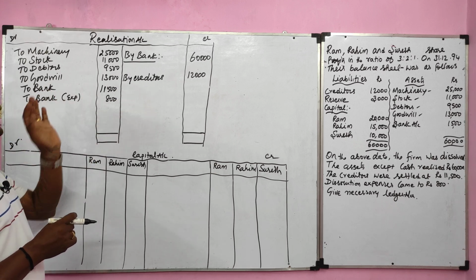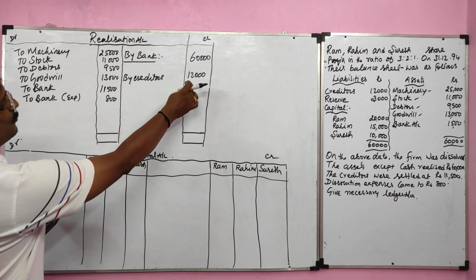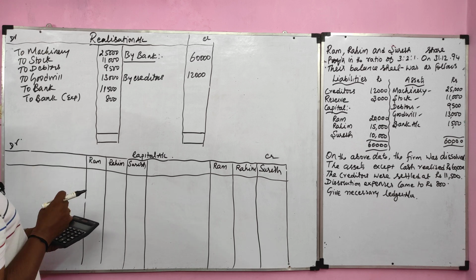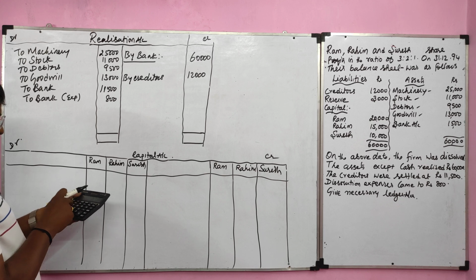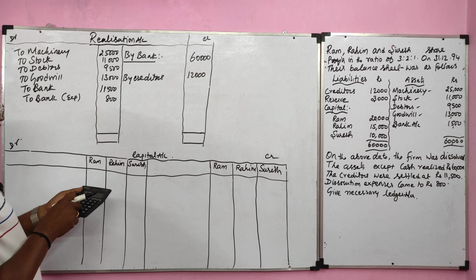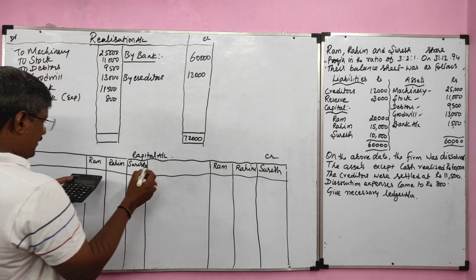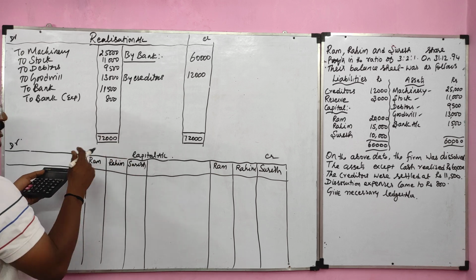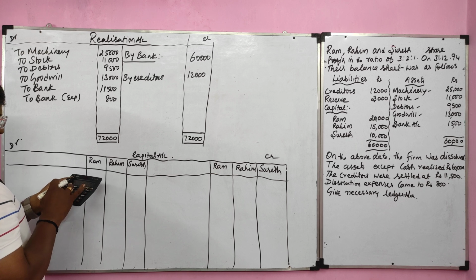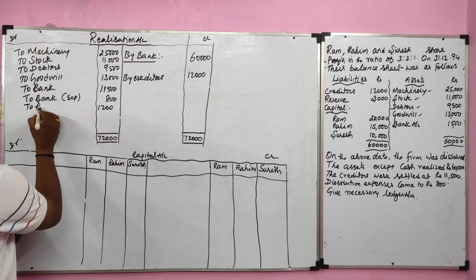Then I have to balance the realization account. In this problem, the credit side total is 72,000. The debit side total we add: 25,000 plus 11,000 plus 9,500 plus 13,000 plus 11,500 plus 800. So our credit side total is 72,000 and the debit side total is 70,800. So the debit side total is lesser than the credit side. So the difference, 1,200, is recorded on the debit side as to realization profit.